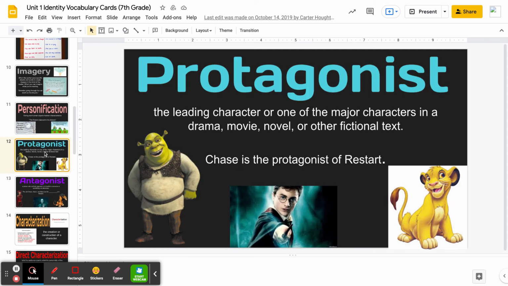Our next word is protagonist. Protagonist is the leading character or one of the major characters in a drama, movie, novel, or other fictional text. In our book Restart, obviously Chase is the protagonist. On this slide, you can also see Shrek, Harry Potter, and Simba, who are also protagonists in their movies.